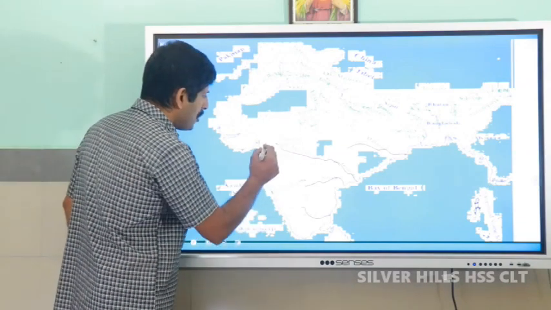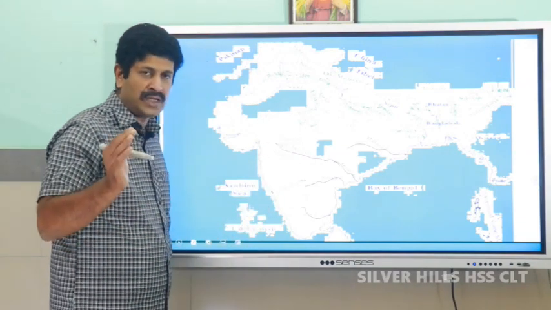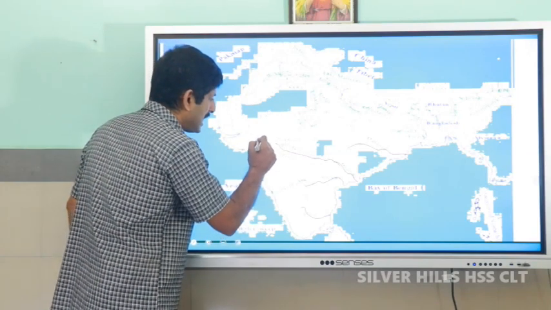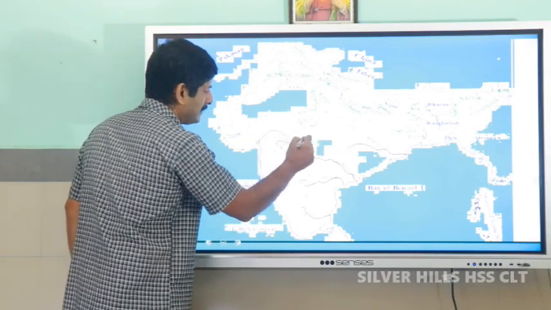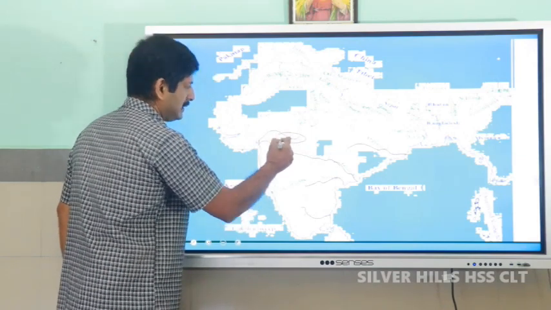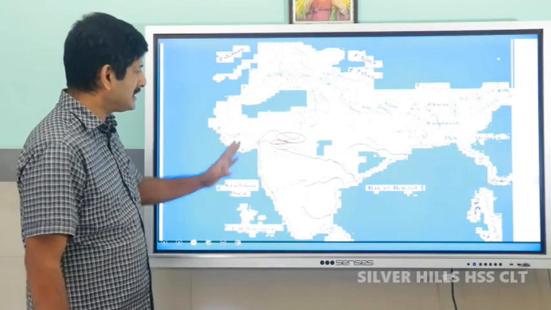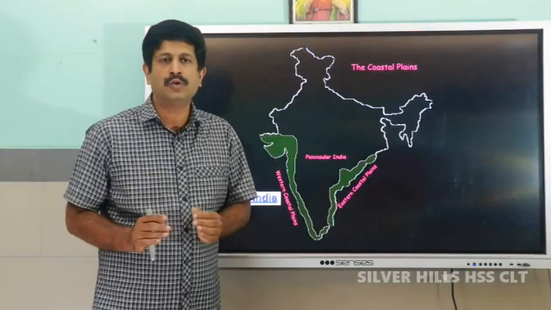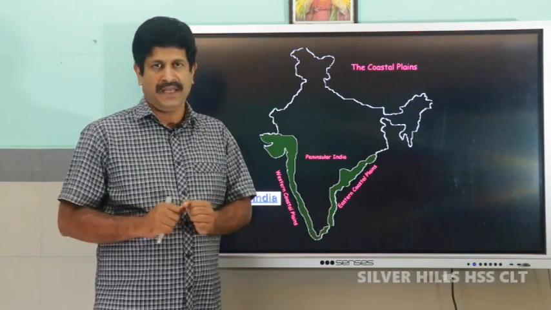There are two more rivers. When we are talking about the Peninsula Rivers, two more are there. One is the Narmada. Here we can see the Narmada and Tapti. These are the major peninsular rivers. Now we will move towards the coastal plains.